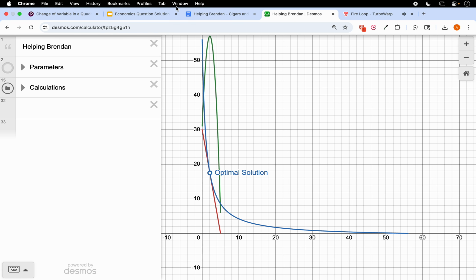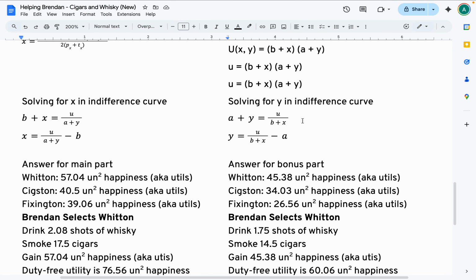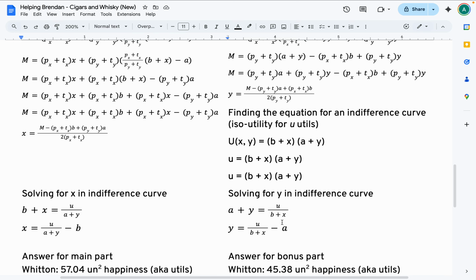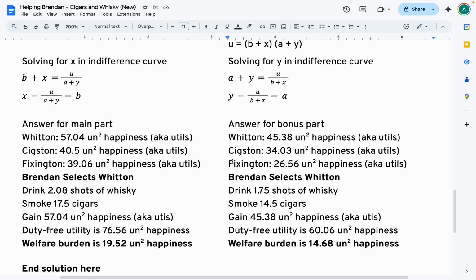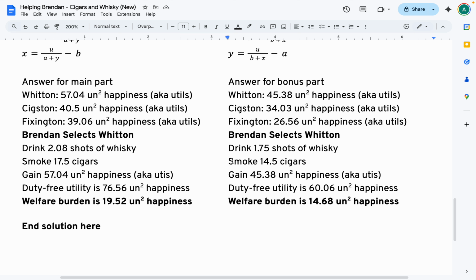The equations for the indifference curves are all here if you want to look at it. You just basically set utility constant and then solve for either x or y in the utility function, with utility xy being constant u. And that's how you get the indifference curves and prove your answer is correct.